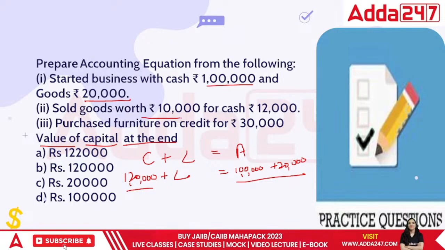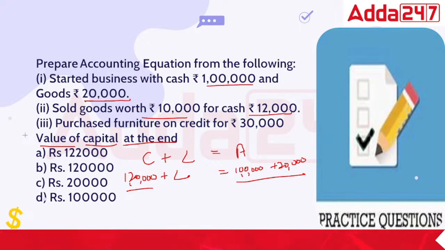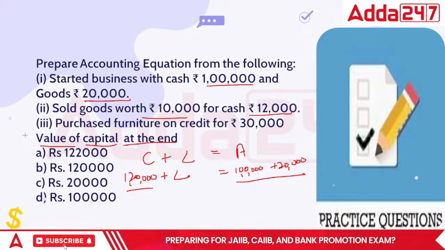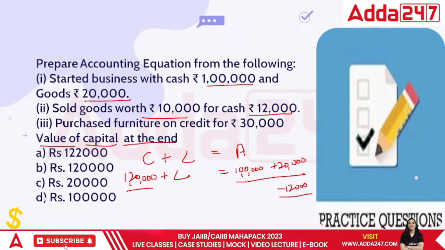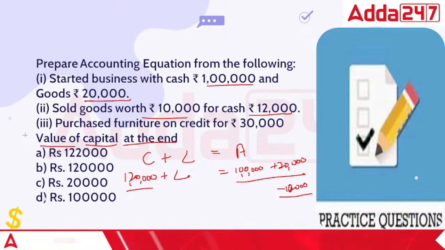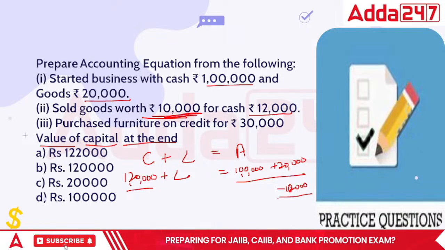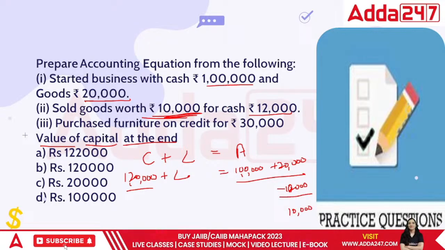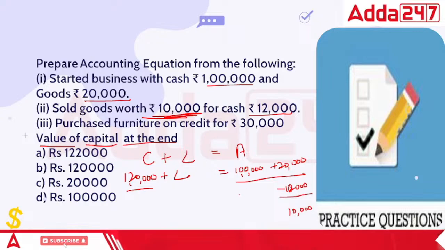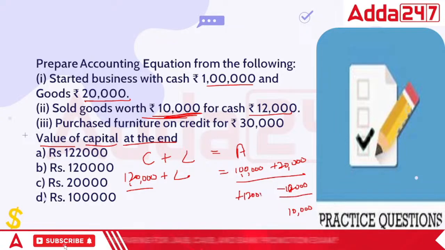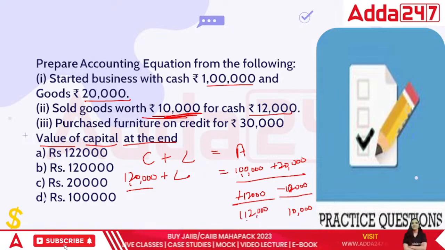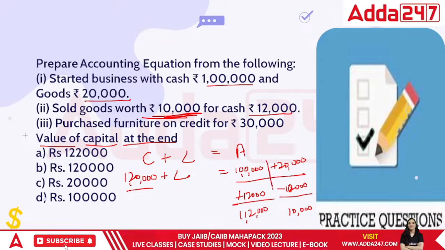Sold goods worth rupees 10,000 for rupees 12,000. Now, these goods are out of 20,000, and 10,000 is gone, right? The worth of those goods is 10,000. So right now what I have is 10,000 of goods, while I have got cash of 12,000. So there is a profit. Where would you put the profit, everyone? In this case, two things have happened.